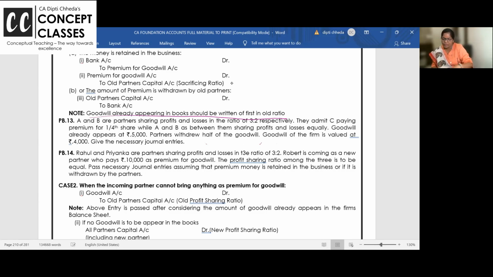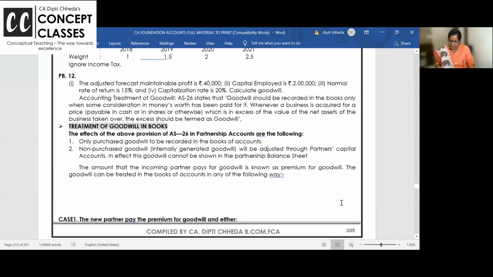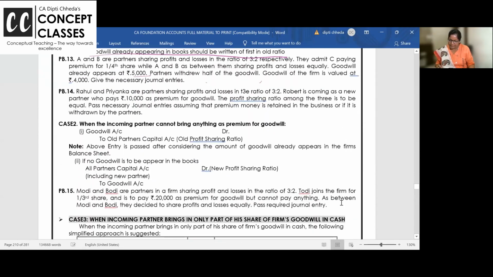Okay. So first what we should do is withdraw the goodwill. The old goodwill, that we can withdraw in cash. How much is the old goodwill which is already appearing in the books? 5,000. 13th problem. Thirteenth problem we are doing now. 14th we have already done. Up to 12th we did yesterday. 14th, Rahul Priyanka both ways, I told you. 13th problem we do now.